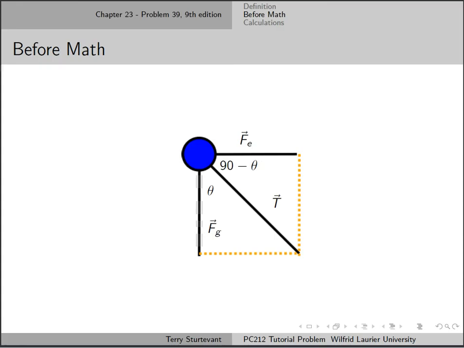So before we do any math at all, we can look at the problem from the point of view of the charge. We have the string, which is going along this angle. The string makes an angle of theta with the vertical, so the gravitational force is vertical. The electrostatic force is out from the sheet, so it's horizontal, and the string is along this line. So if the angle between the gravitational force and the tension is theta, then the angle between the electrostatic force and the tension has to be 90 minus theta.